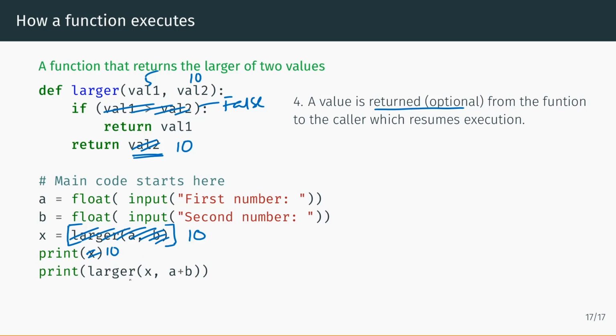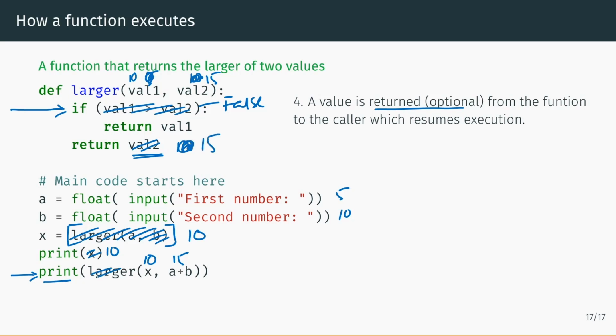Similarly, you can also call a function from within a function. So you call this larger function within the print function, and as usual, at this point the execution stops and goes back to the function body. x is, as we know, 10, and a plus b is 15, since a is 5 and b is 10. So these are the values that would be copied to larger: val1 would be 10, val2 would be 15, and as usual this will return 15.